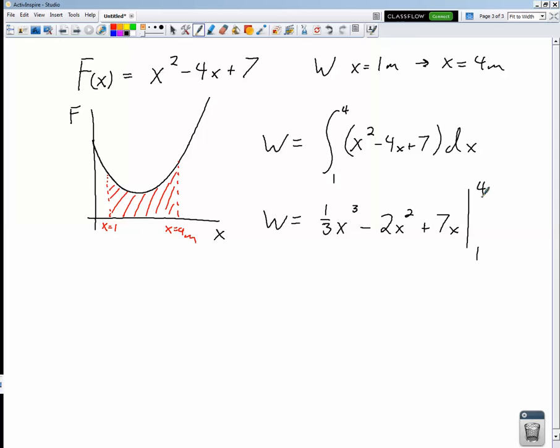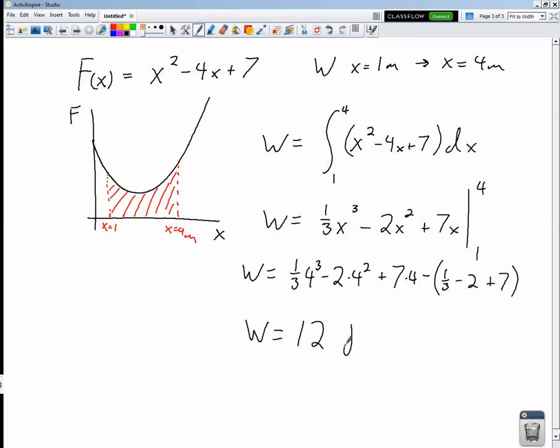And so plugging in our limits of integration, we have 1/3 times 4 cubed minus 2 times 4 squared plus 7 times 4. And we're going to have to subtract, minus that function evaluated at 1, which is going to be 1/3 minus 2 plus 7. I'm going to go ahead and go to the calculator. And surprisingly enough, that works out to the nice, neat number of 12, provided I punched everything into my calculator correctly.